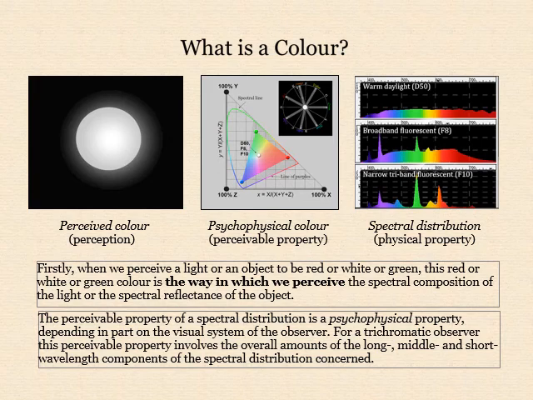Red and green are the ways in which we perceive an overall imbalance towards different parts of the spectrum. White as a colour of light is the way in which we perceive an overall even balance of the spectral composition. White as an object colour is the way in which we normally perceive a spectral reflectance that is both evenly balanced and very high.